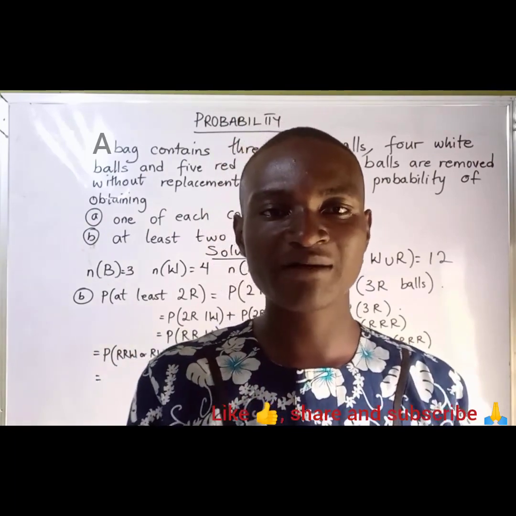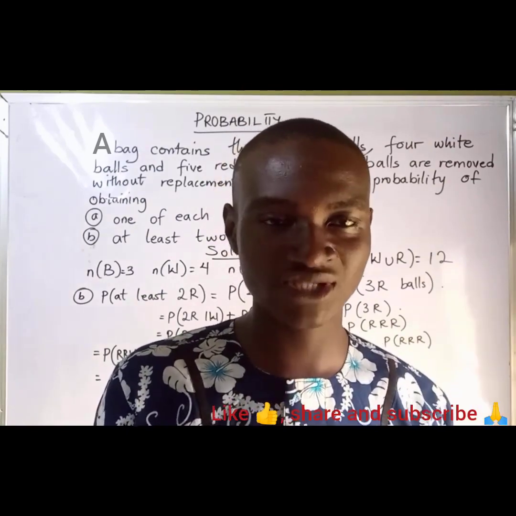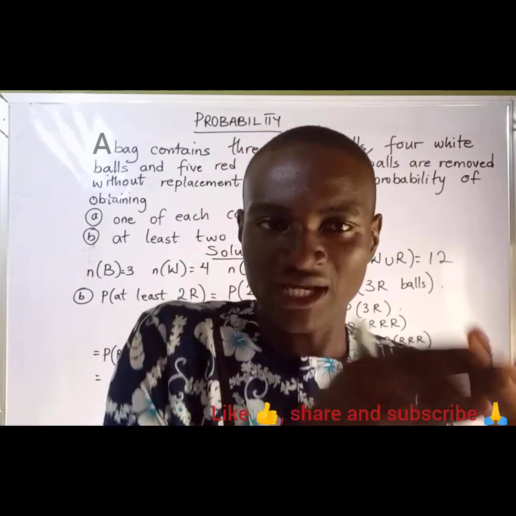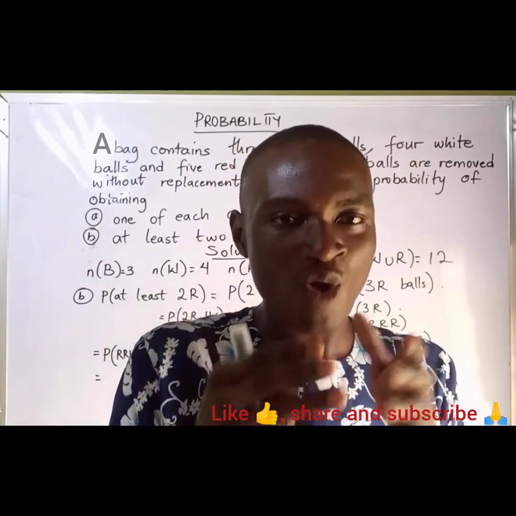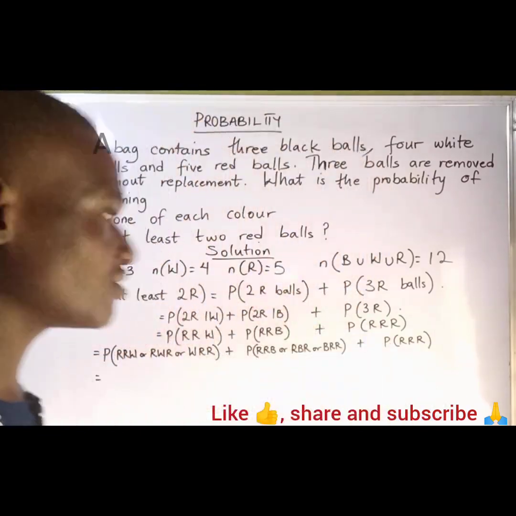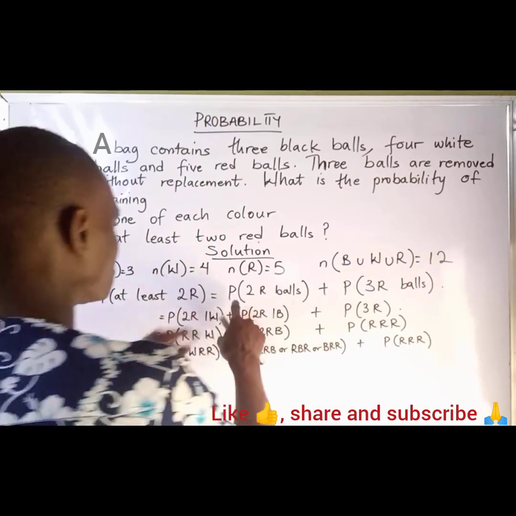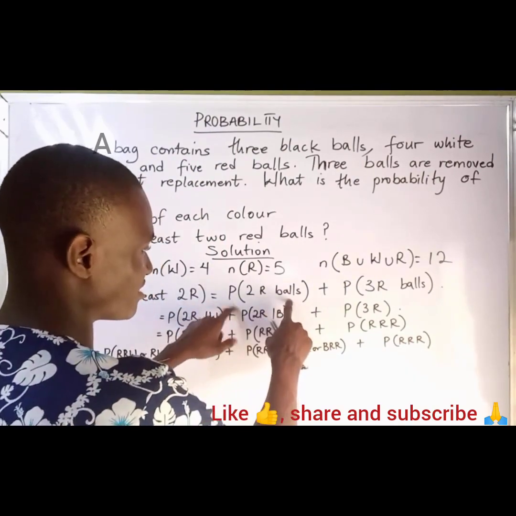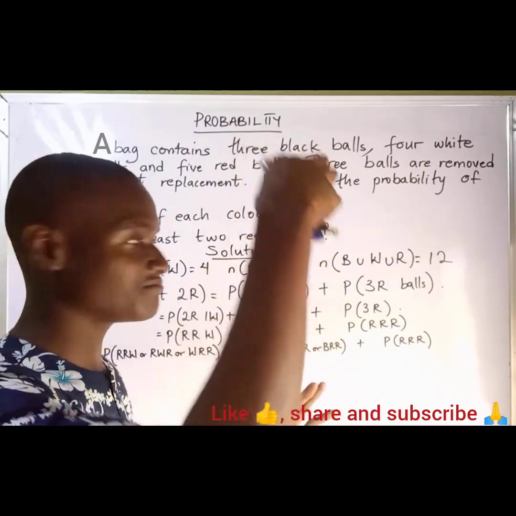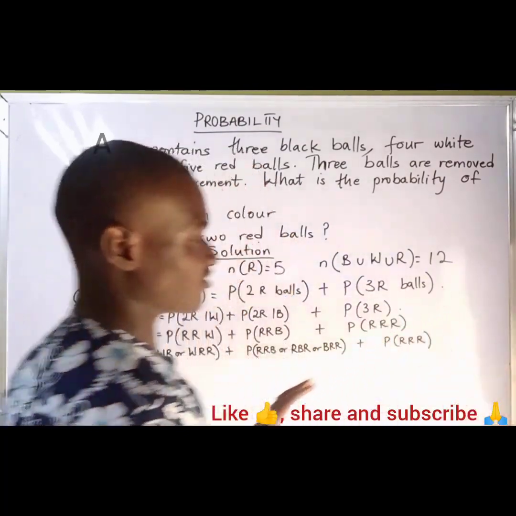So when we say the probability of picking at least 2 red balls, then we are talking about 2 things. The probability of picking 2 red balls and one other color, or the probability of picking 3 red balls. Now let us look at this on the board. The probability of picking at least 2 red balls is equal to the probability of picking 2 balls that are red plus one other color, because there are 3 balls in total that were drawn from the bag. Now, or taking 3 balls that are red out of the bag.